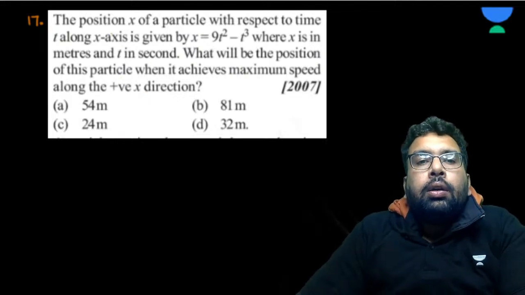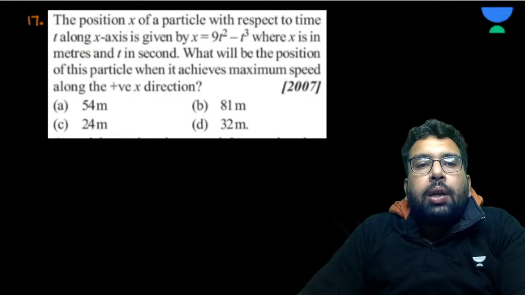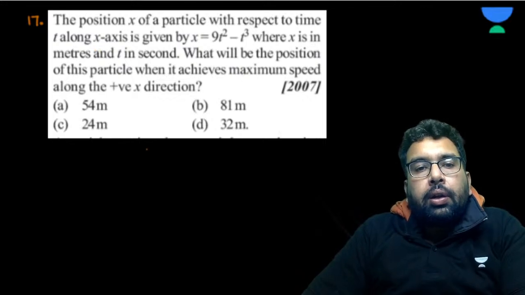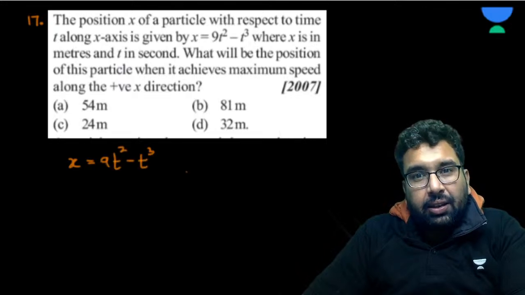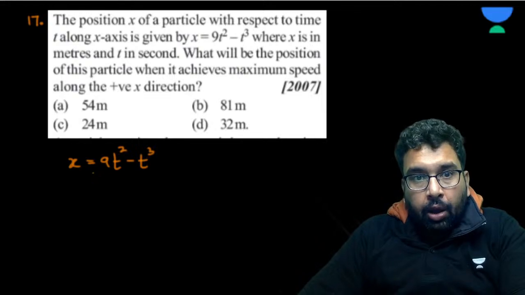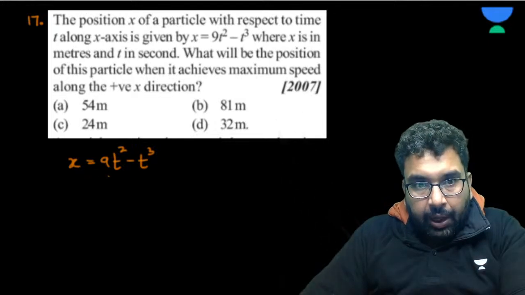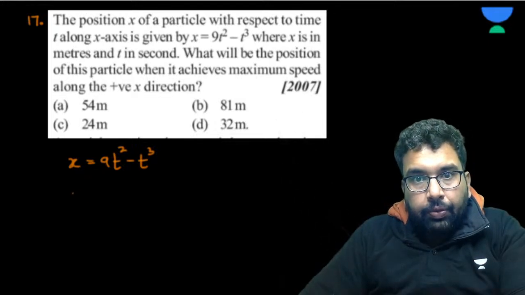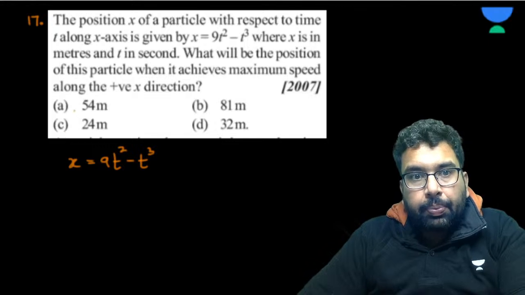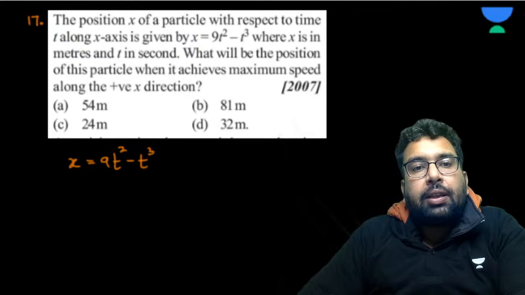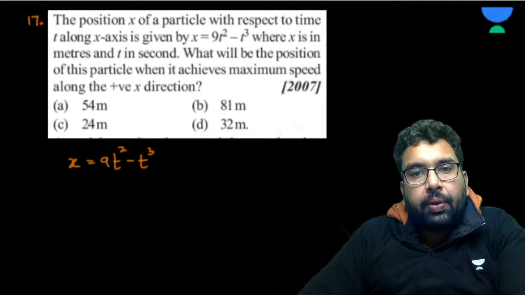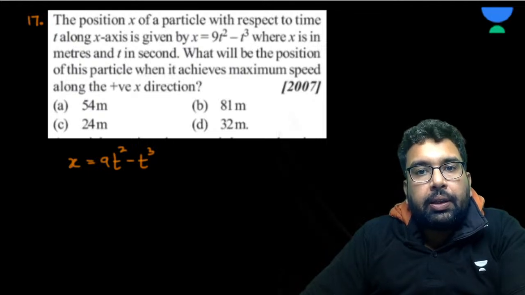Let's see. The position x of a particle with respect to time t along the x-axis is given by x equals 9t squared minus t cubed, where x is in meters and t is in seconds. What will be the position of this particle when it achieves maximum speed? Maximum speed along the positive x-axis. Now what is the speed here? Speed is the velocity. Please understand it.